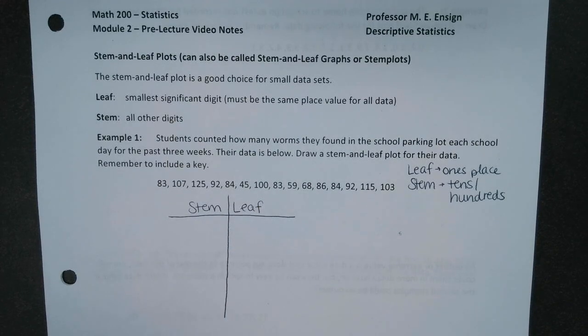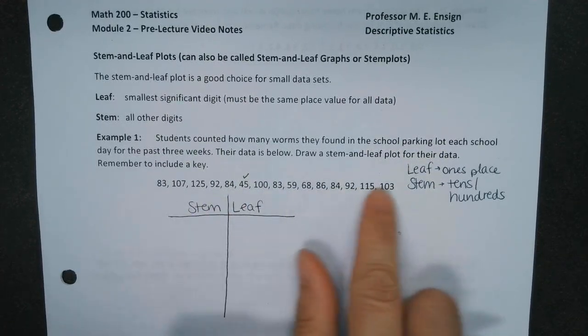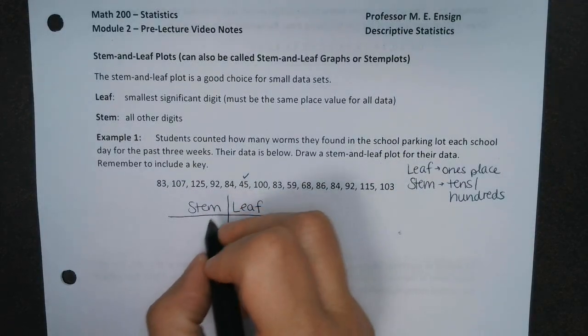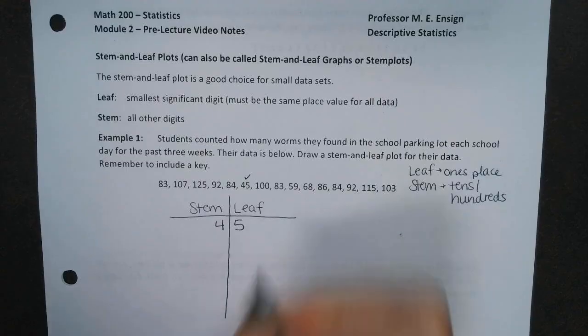And we're going to put them in order. So we're going to look for the smallest value that we see. And the smallest value here is 45. So for 45, I'm just going to kind of mark it off so I remember that I've used it. My stem is going to be 4, and my leaf is going to be 5.